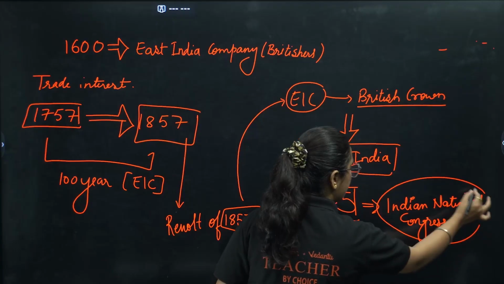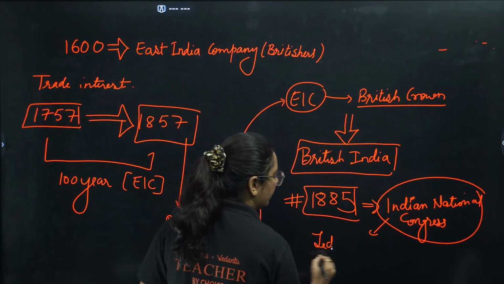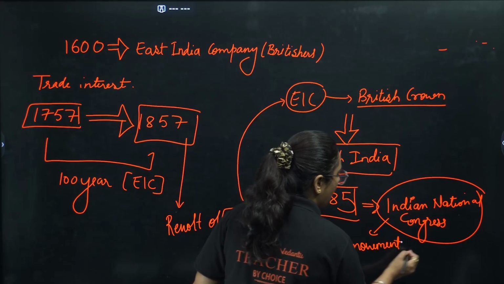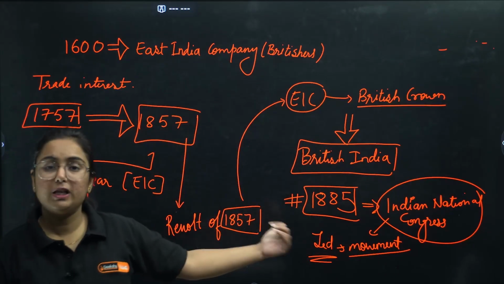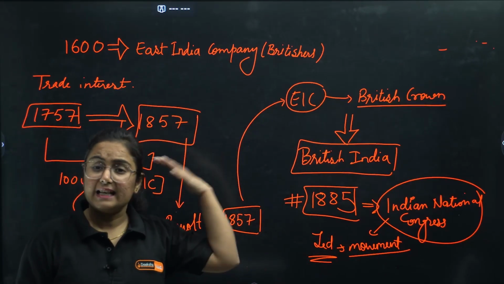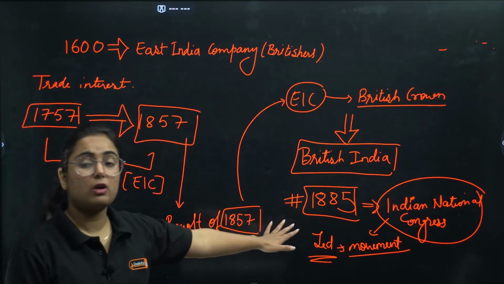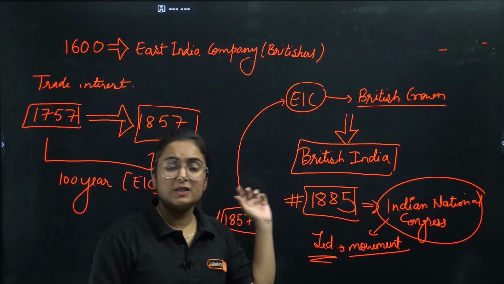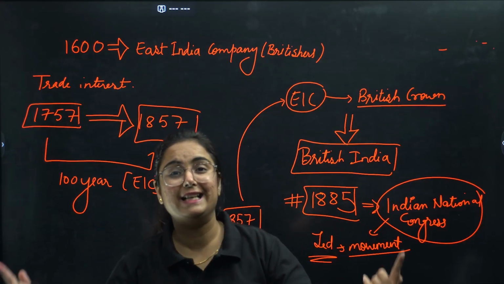And this Indian National Congress led many movements in India, or basically we can say that it led the freedom struggle in India and got India independent. In that struggle, Indian National Congress has a major role. So in 1885, this party was formed, which was all India in nature.